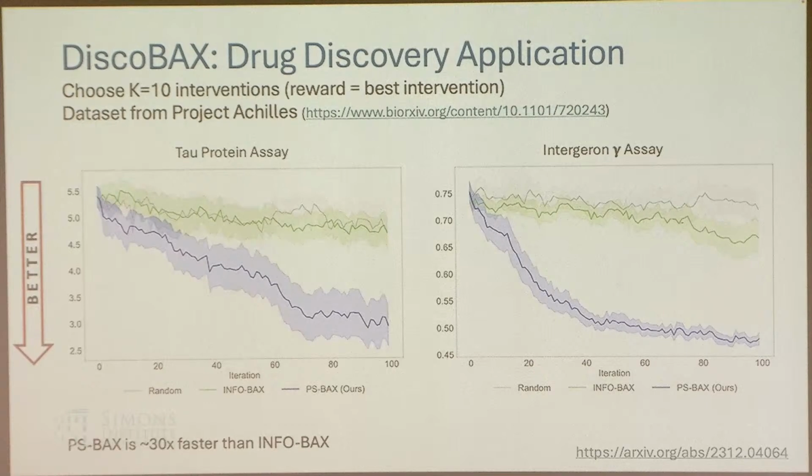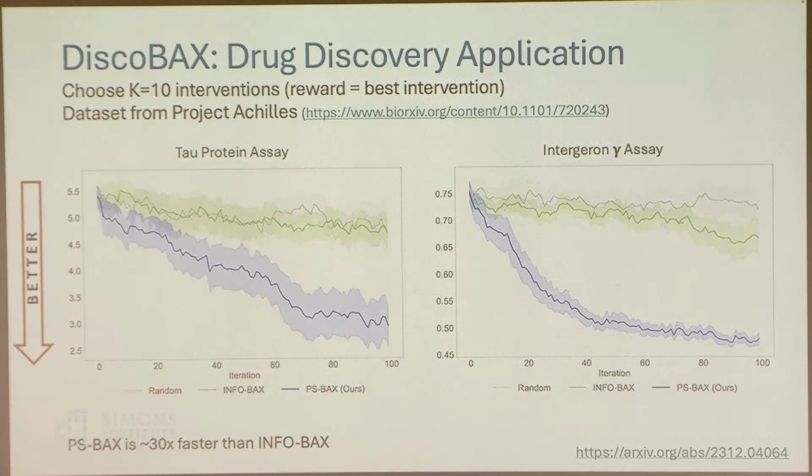And so again, our algorithm, PS-BAX, is in blue. This setting is actually quite nasty: if you look at the utility function and try to compute the value of information on it, which is the best of a set of 10, it's quite hard to compute. And so the approximation to the nasty integral is not very accurate.